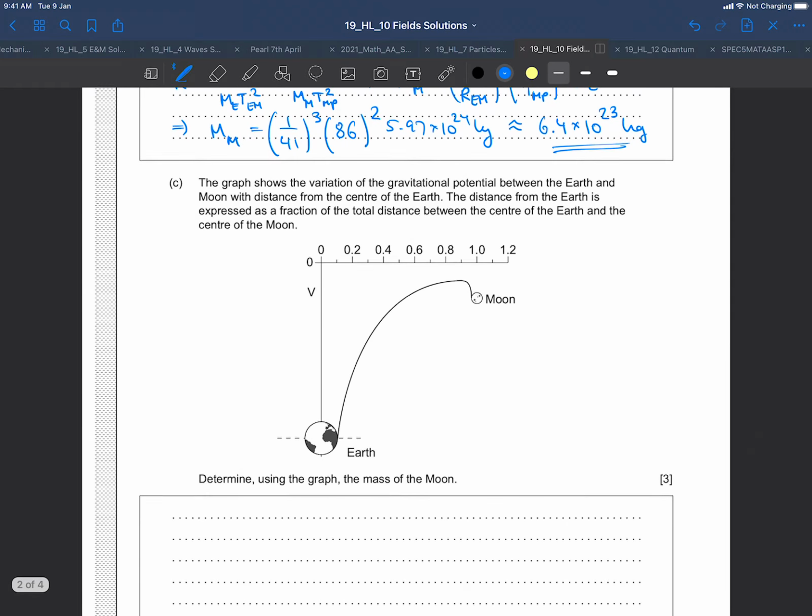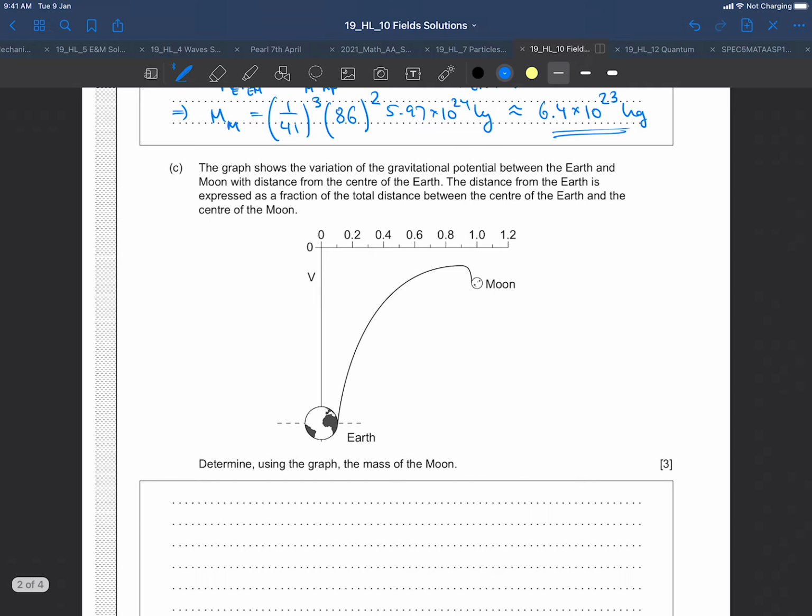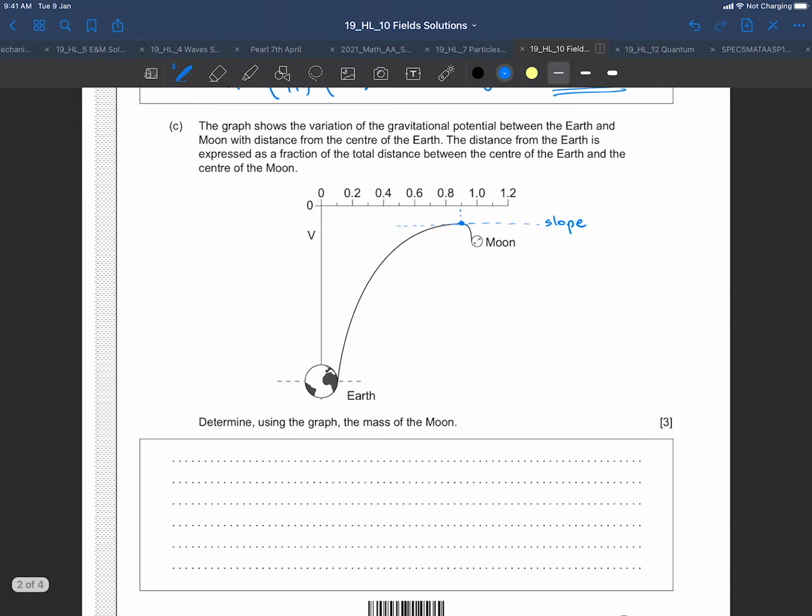Okay, then we have the Earth-Moon potential graphed here, and we have to find the mass of the Moon. What we have to remember is that when we look at a potential, the maximum point of the potential is where the slope is 0, and the slope is equal to the net gravitational field strength. So that is 0 there. Basically the Earth and the Moon are pulling a mass placed at that point with equal forces in opposite directions.